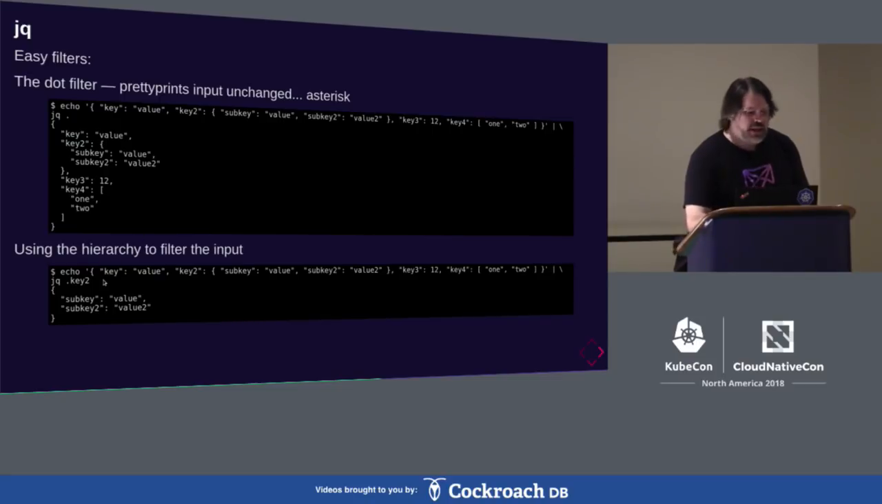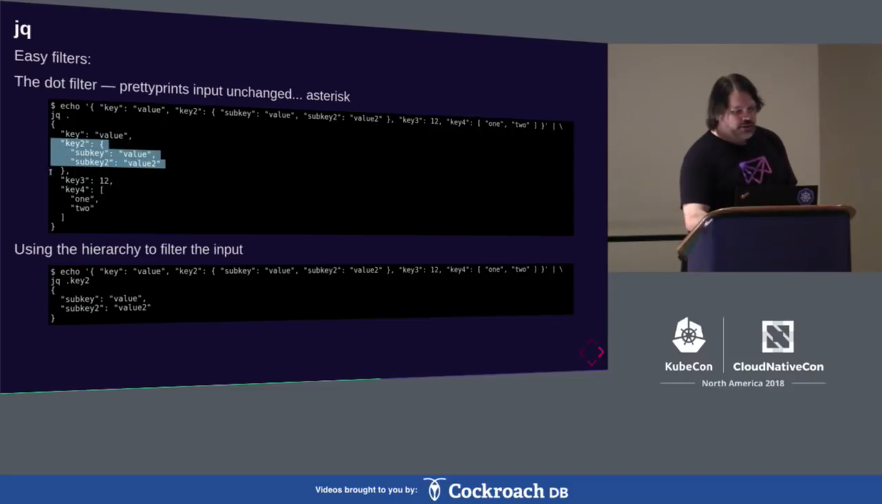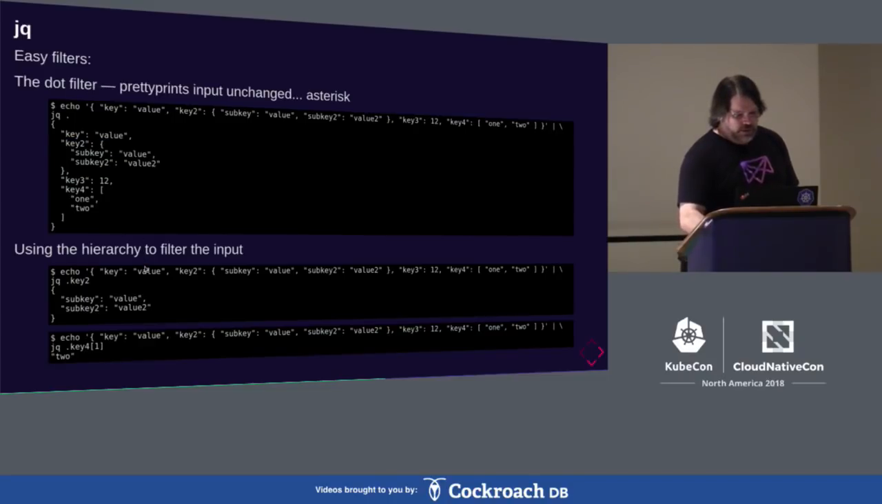I can do a little more than that. I can say dot key2. And then what it says is, oh, he is just interested in this here. So it gives me just the value of key2 in that tree. I can say, hey, there's an array there, I want the second item in that array. They're zero-based arrays. So if I say dot key4 index 1, it gives me this, because that's the second item in the array.